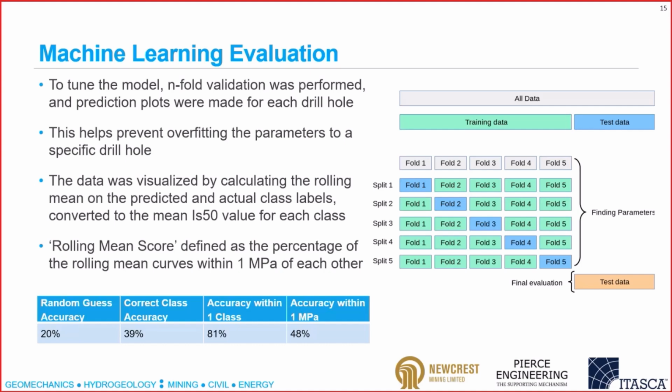And so we've defined a custom score here to validate the model as the percentage of these rolling mean curves that were within 1 MPa of each other. And so the actual class accuracy of the model wasn't amazing. And again, that's attributed to there being a lot of noise in a point load test. It was a lot better than randomly guessing, but the class accuracy wasn't amazing. So looking at these as rolling mean curves and using this score instead gives you a better way to look at how good the model is.